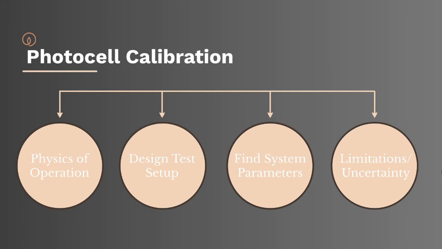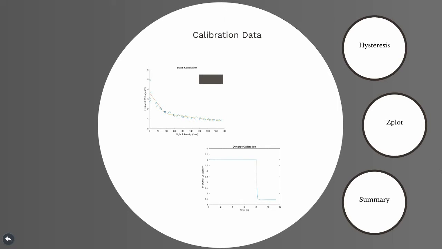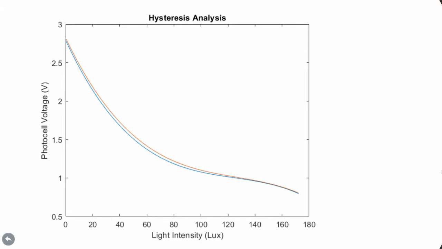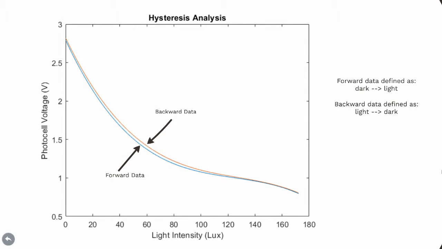After importing the data from the experiment, static and dynamic calibration was plotted. In the static data, we see that it's best to create two linear regressions. From the interpolation, the static sensitivities of the sensor were found. Since the static calibration was performed by going from dark to light and from light to dark, the static data was split into two data sets. The maximum difference between the polynomial curves was found to find the hysteresis error.